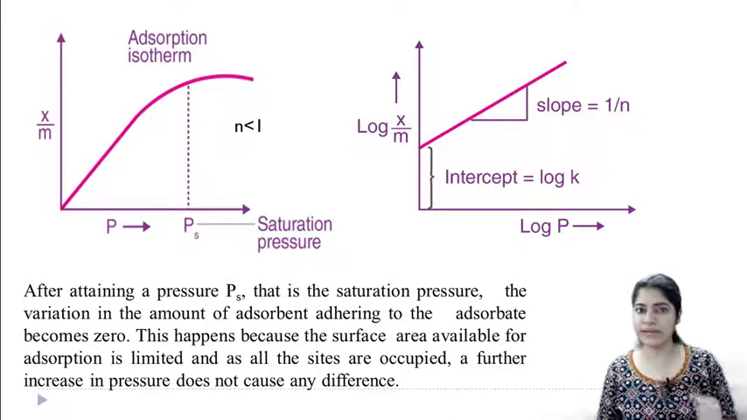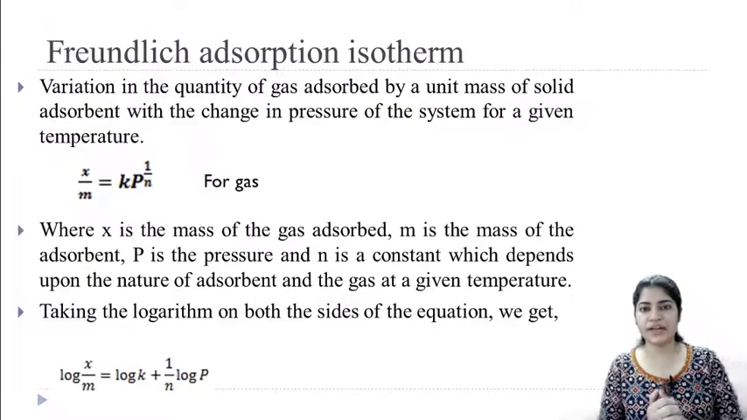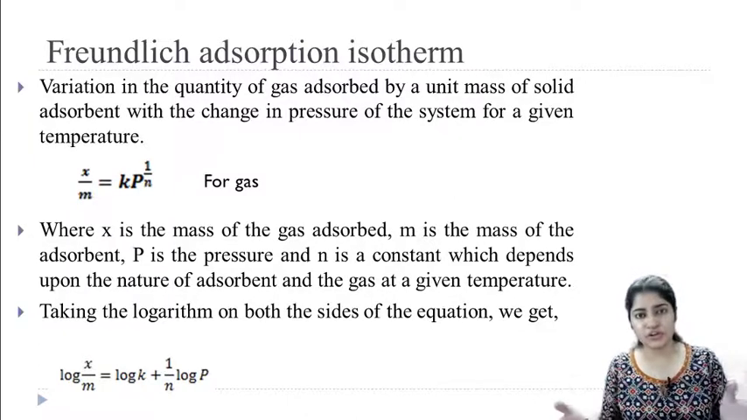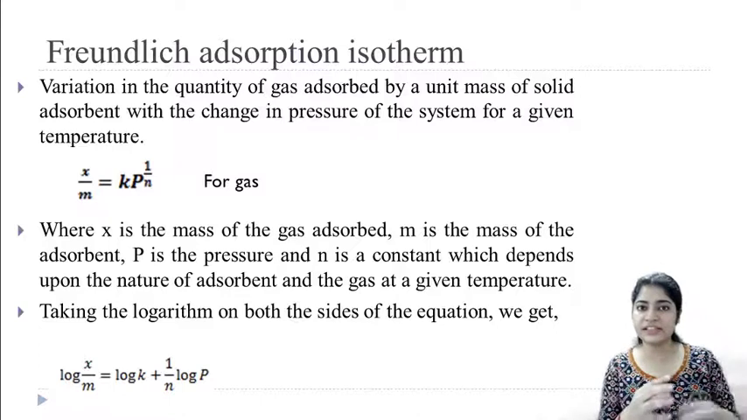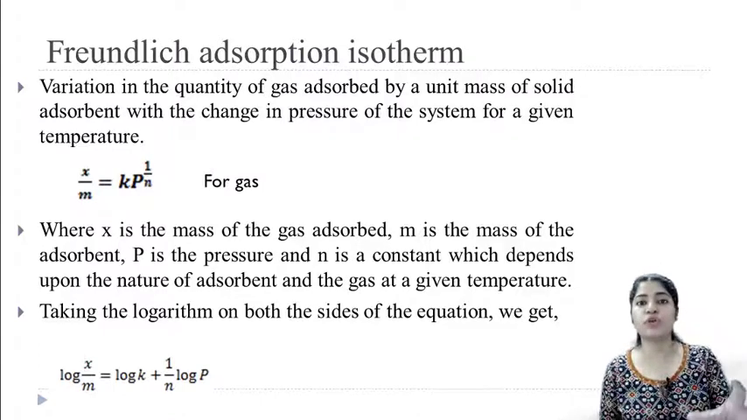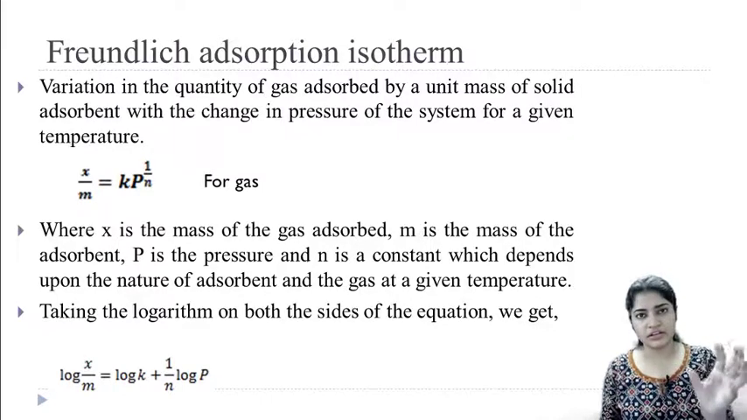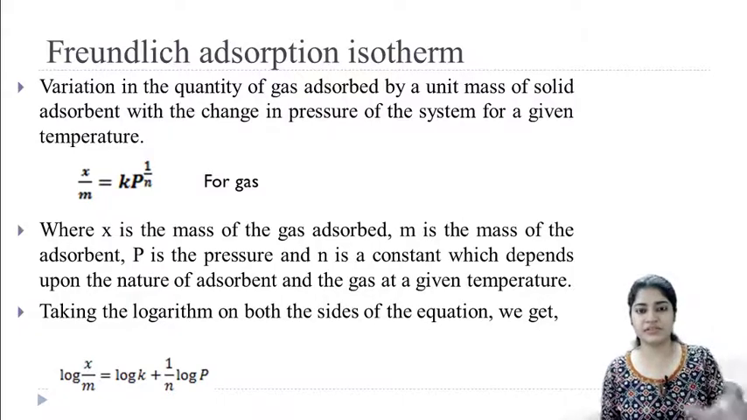The slope is 1/n. So what does it show? What is the significance of this Freundlich adsorption isotherm? It shows how your gas and adsorbent behave, how the process is happening. So mathematically, this is the model which fits your gas and adsorbent system, right?